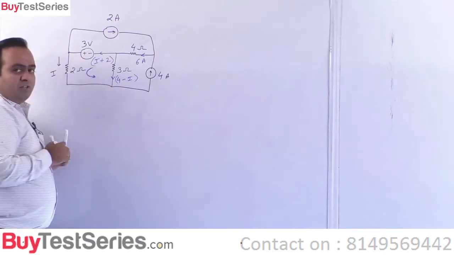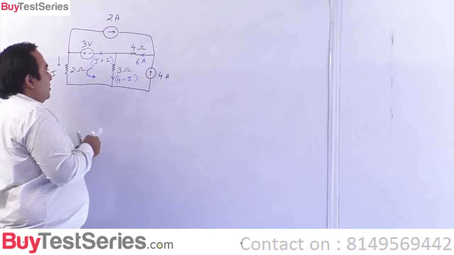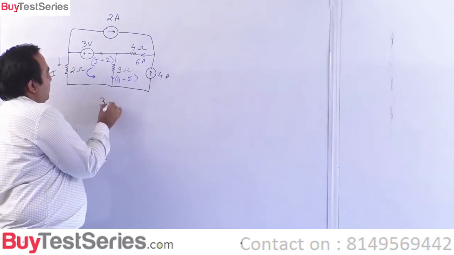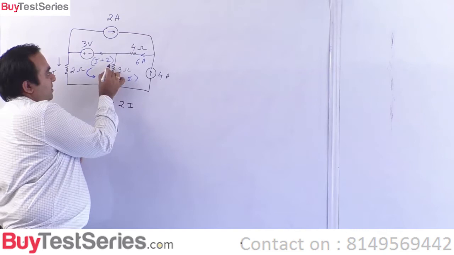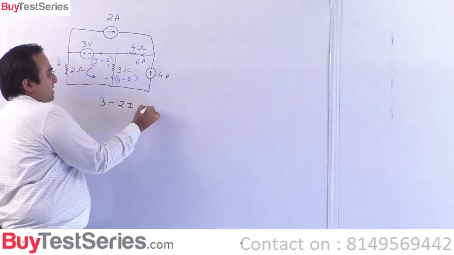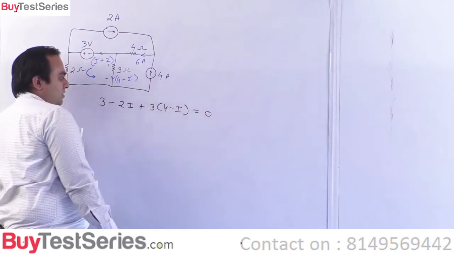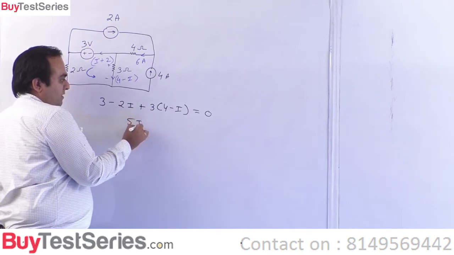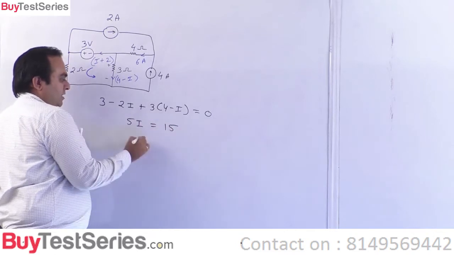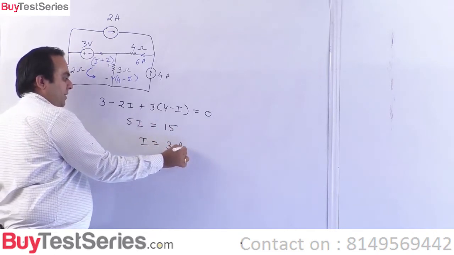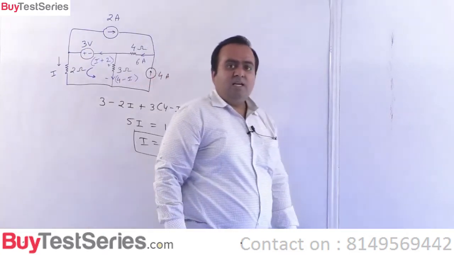I start from the positive of 3 volt and I traverse. So I would write, starting from the positive of 3, 3 minus 2I, and then this voltage drop is like this due to this current, so I will have a plus here, 3, 4 minus I, and this has to come out to 0. So this comes out to be 5I, and it is 15, so I comes out to be 3 amperes. So the value of I comes out to be 3 amperes.